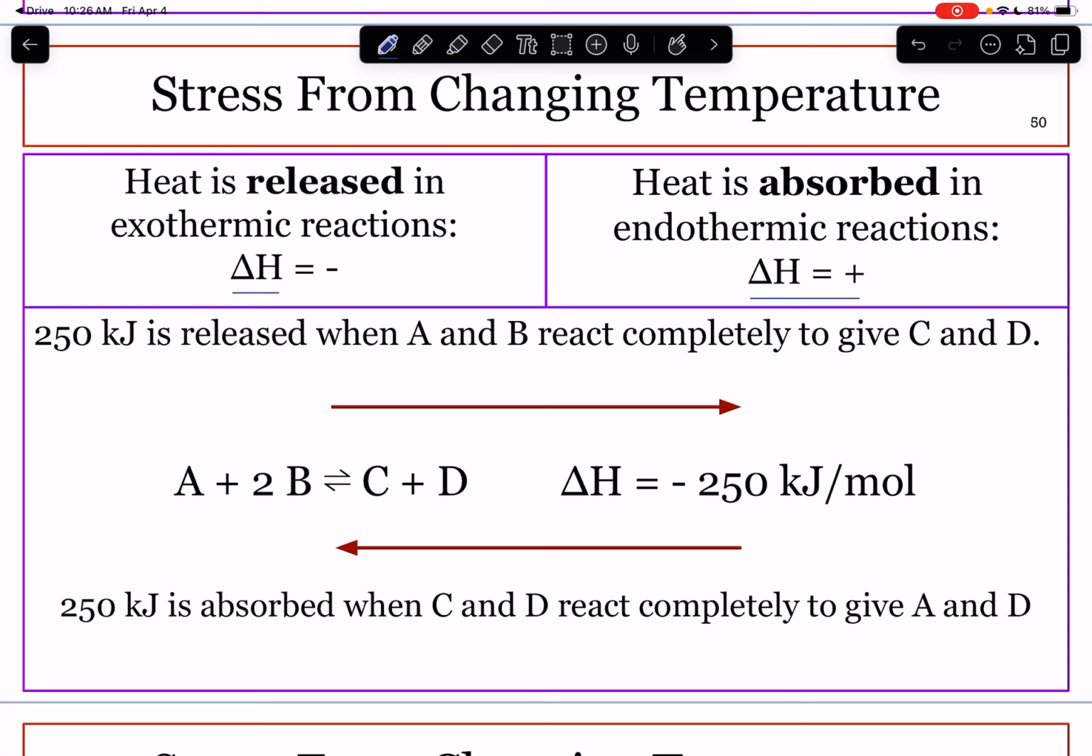So for example, for this reaction here, we say that 250 kilojoules of energy is released when A and B react and turn into C and D. 250 kilojoules is absorbed, though, when we go in the opposite direction, when C and D react and turn into A and B.